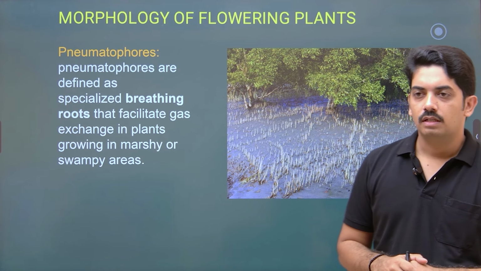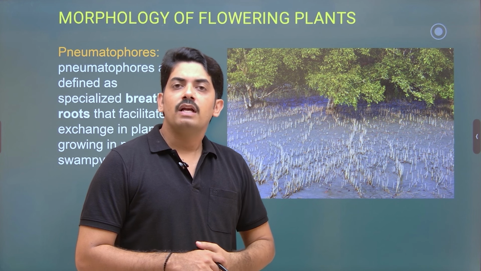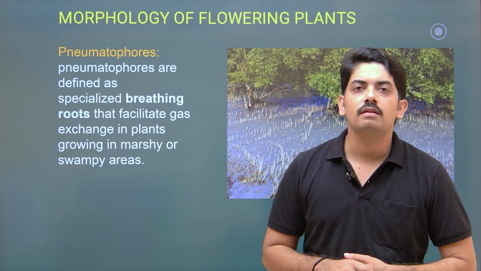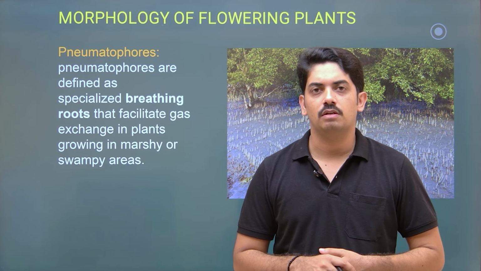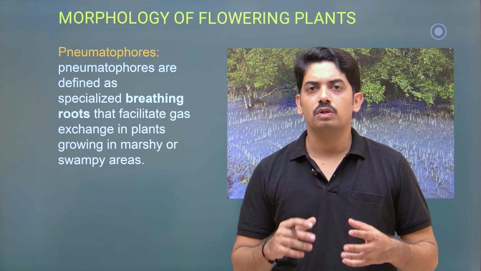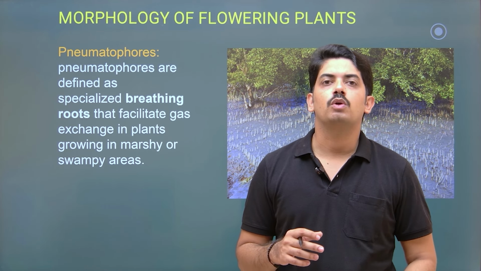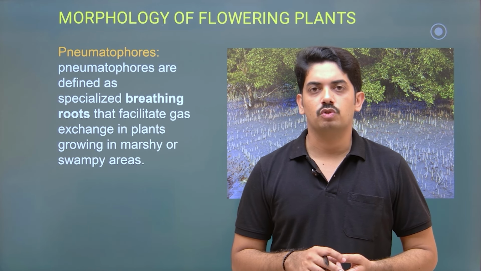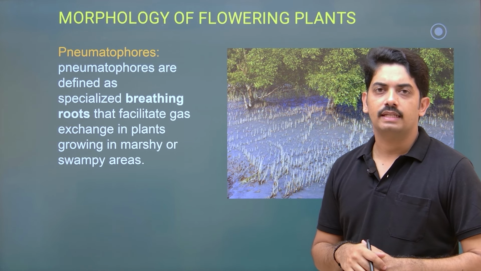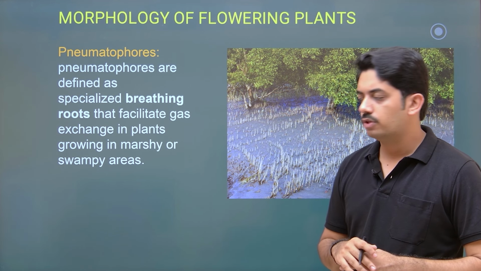Pneumatophores, I hope you can see this picture, a very beautiful picture. Mangrove trees or Rhizophora are plants that grow in waterlogged condition in marshy areas. So here the availability of oxygen for the root is very less. In order to get the oxygen, these roots grow upward, that means negatively geotropic, and in their roots they have pores through which they exchange the gas, in the sense oxygen. So this type of roots we call pneumatophores.